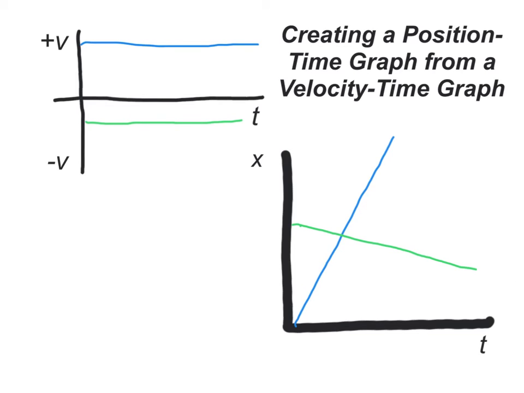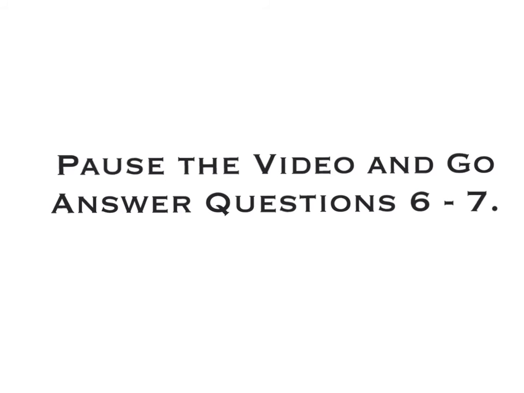It doesn't necessarily have to be anywhere specifically right now because it is just a qualitative graph. Some of the numbers aren't our biggest concern right now. It's just kind of getting this idea down. And now go ahead and answer the questions that have to deal with creating a position time graph from a velocity time graph. So go ahead and pause the video and go answer questions 6 and 7.